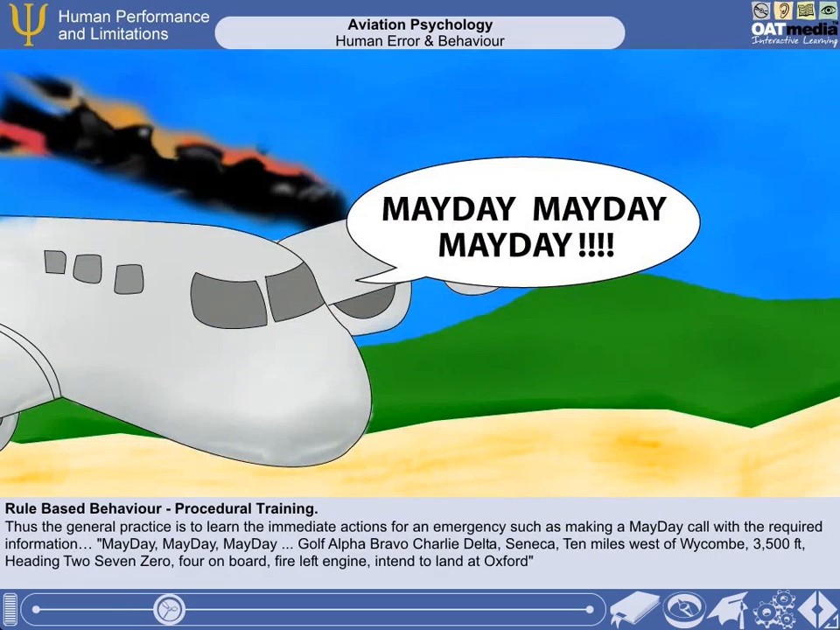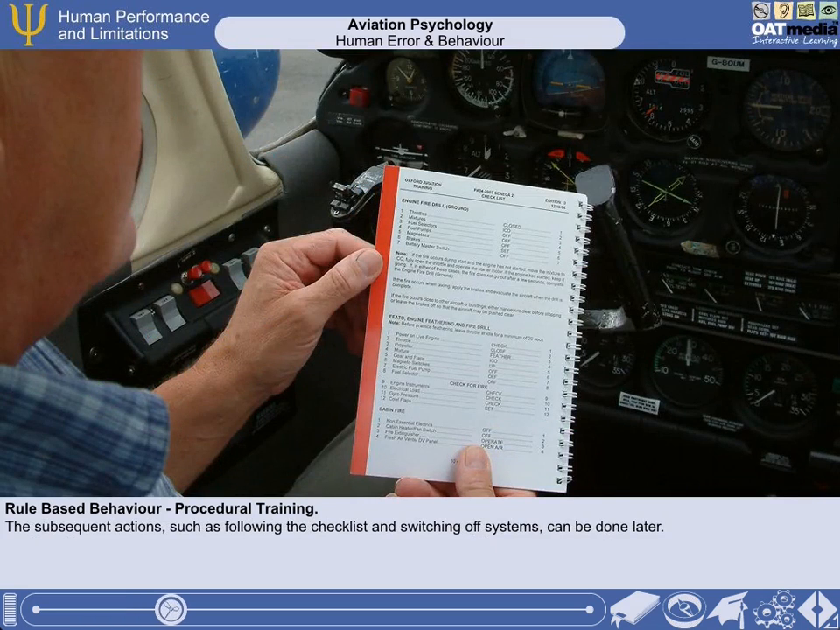Thus, the general practice is to learn the immediate actions for an emergency, such as making a Mayday call, with the required information: Mayday, Mayday, Mayday, Golf Alpha Bravo Charlie Delta, Seneca 10 miles west of Wickham, 3,500 feet, heading 270, 4 on board, fire left engine, intend to land at Oxford. The subsequent actions, such as following the checklist and switching off systems, can be done later.